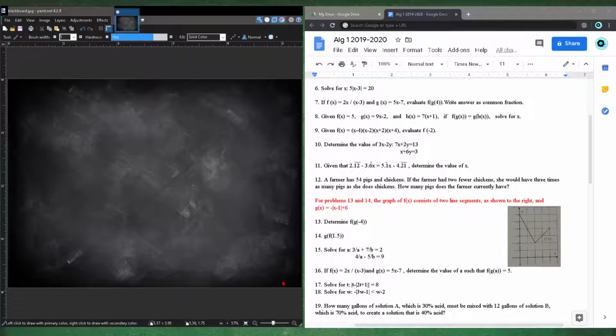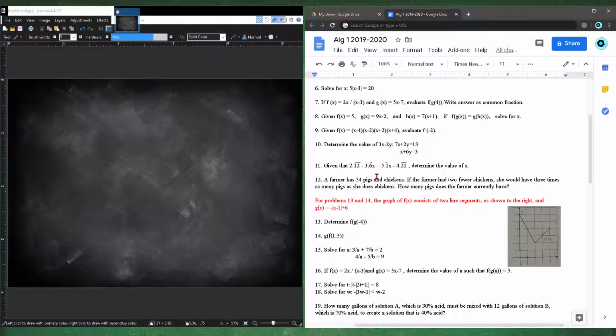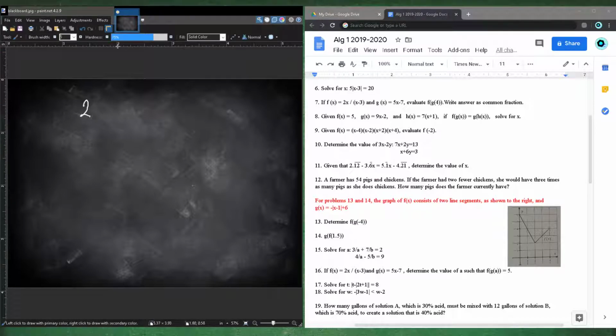Okay, so that was the first 10 questions. Should be pretty simple. Number 11, given that 2 of repeating 12. Okay, so the trick with these that are repeating, whatever the amount of digits there is, it's the same amount of nines. So what I mean is that if there's a 12 repeating, it's just going to be 12 over 99.